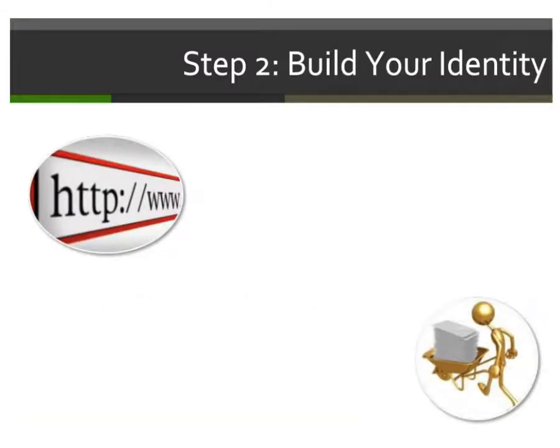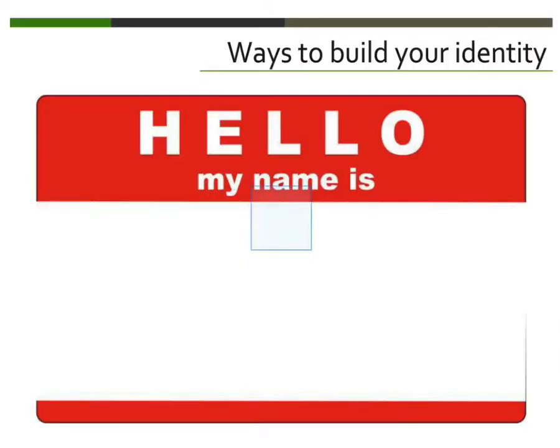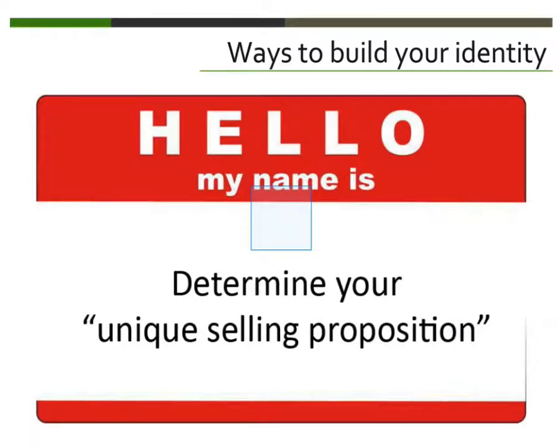As you carry out the other steps, you'll need to work hard to build your identity. You must become top of mind in your area. This means that you are the first person thought of when people think about options when facing foreclosure. The more you are known and trusted, the more effective each of your other endeavors will be. Ways to build your identity: determine your unique selling proposition and clearly state it in every sales situation.